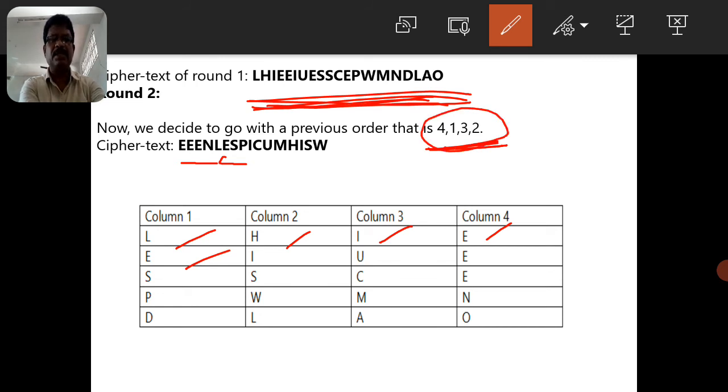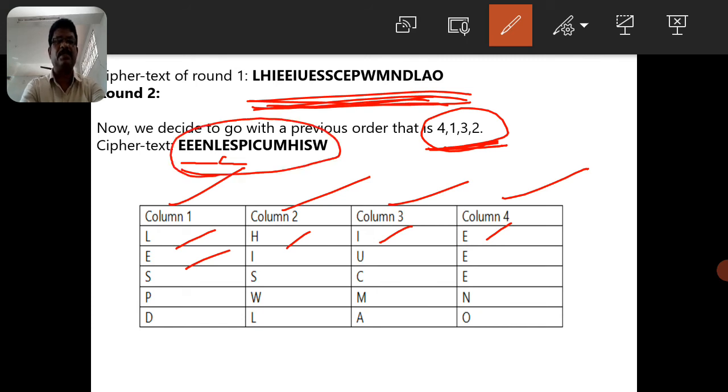Similarly, this is the first one, this is the second one, this is the third one, and this is the final one. Now I have to prepare the message, and finally I get this. So this is the transposition technique with multiple rounds considered. This can be continued for more rounds. It provides more security compared to the single round.